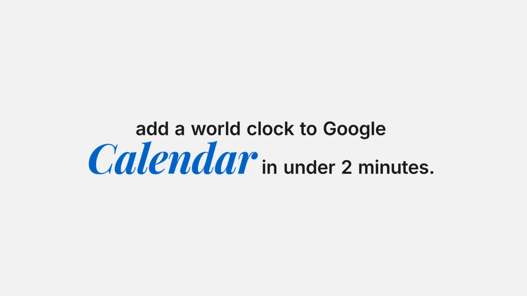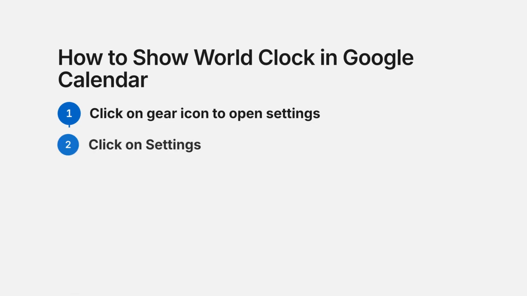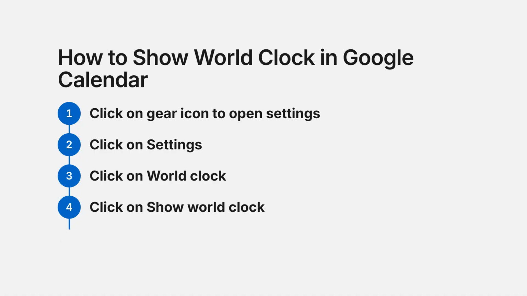Are you tired of manually calculating time zones for every meeting? Learn how to add a world clock to Google Calendar in under 2 minutes. First, I'll show you where to find the world clock setting, then how to add and customize your time zones. Let's dive in.